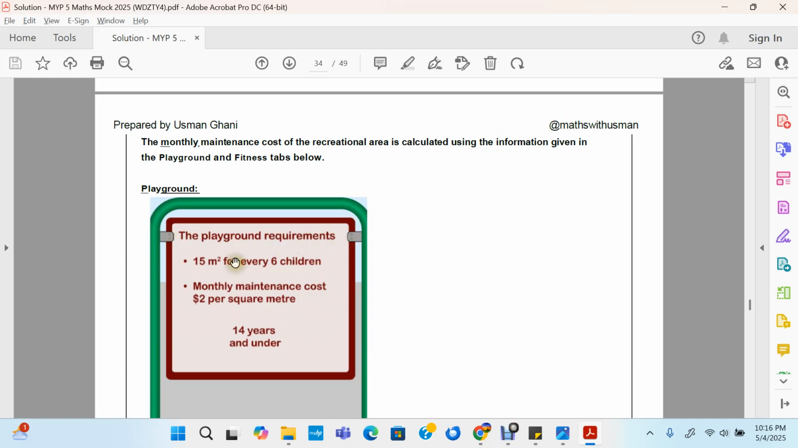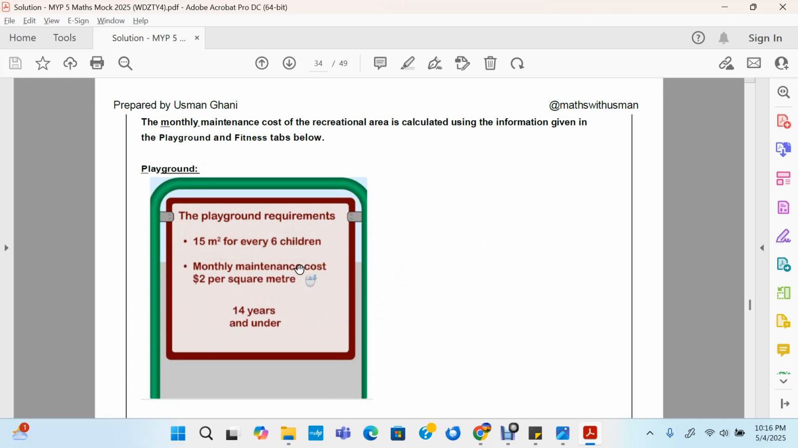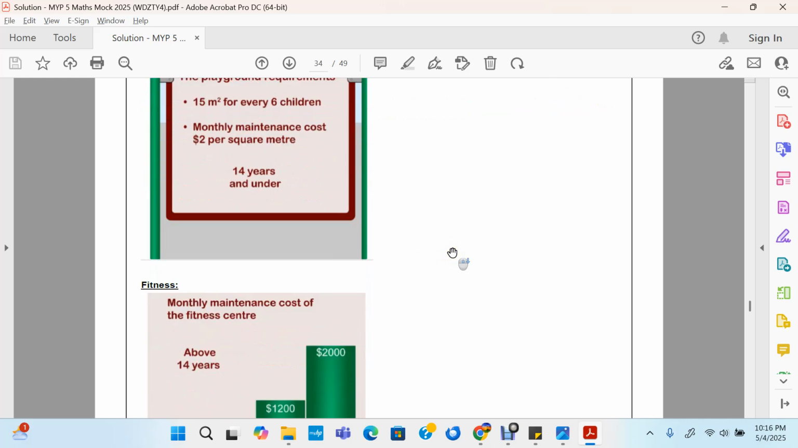The playground requirements are 15 meter square for every 6 children, and the monthly maintenance cost for every square meter of the playground is given. This is for 14 years and under.